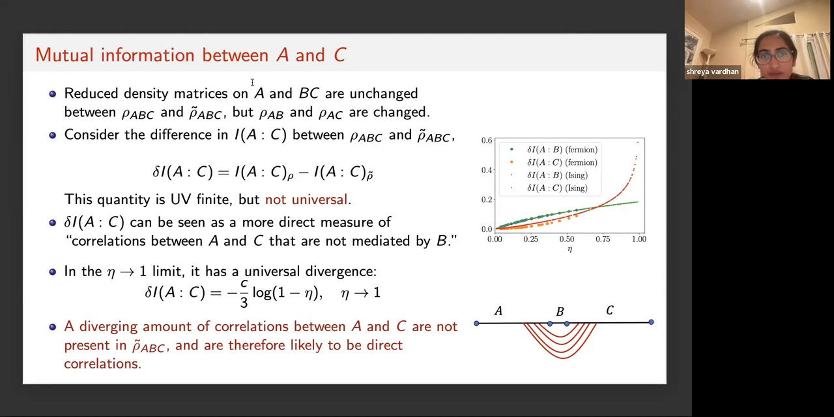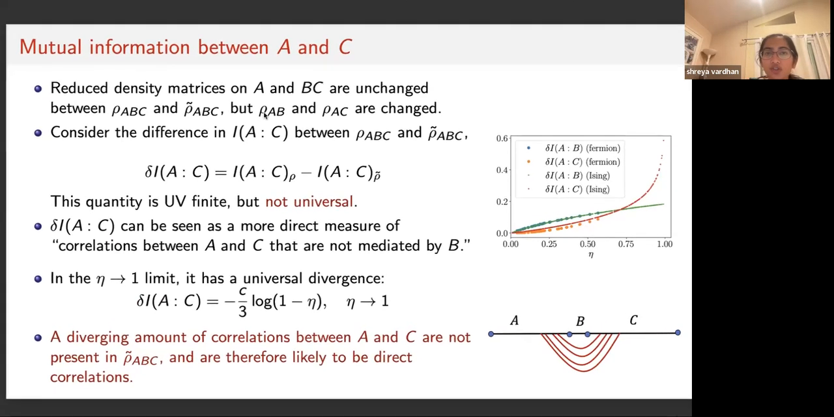So just from the definition of rho tilde, it's possible to check that for any state in any system, it preserves the reduced density matrices on A and BC. But the reduced density matrices on AB and AC are in general different between rho and rho tilde. So that means rho tilde is going to miss some correlations between A and B in the original state and some correlations between A and C.